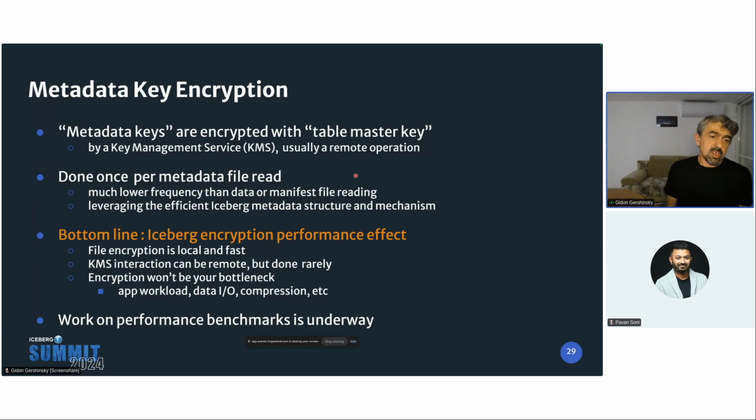So what's the bottom line for Iceberg encryption performance? File encryption is local and fast. KMS interaction can be remote but infrequent. So we believe the encryption won't be your bottleneck. You have application workload, you have data input output, you have compression, and so on. And also we work on performance benchmarks for the details.